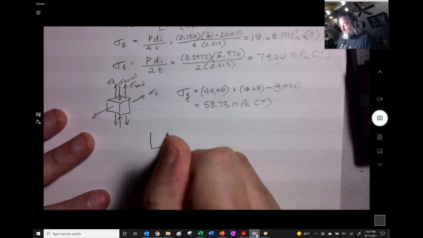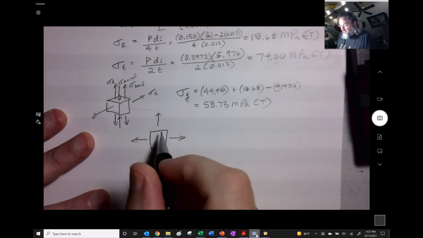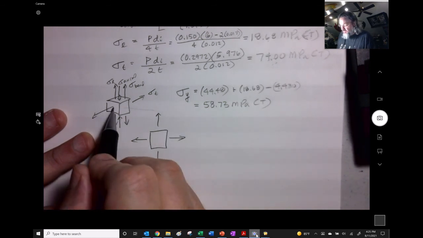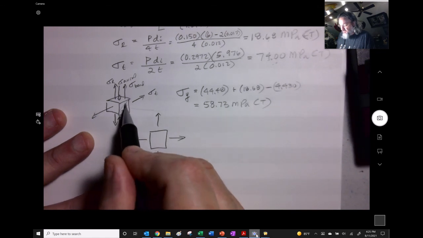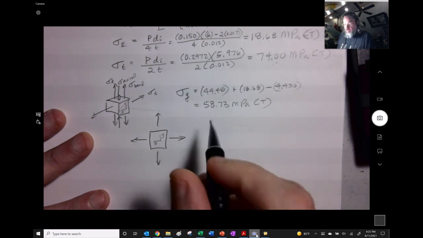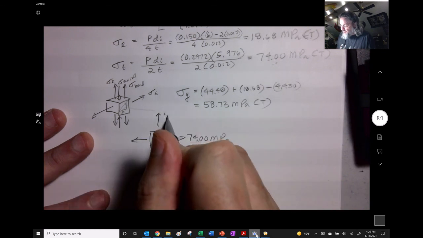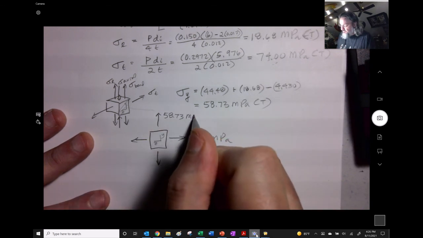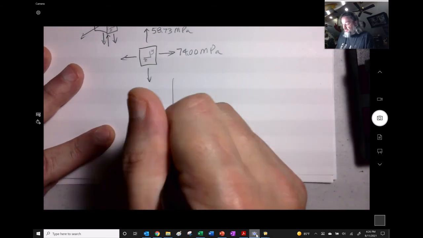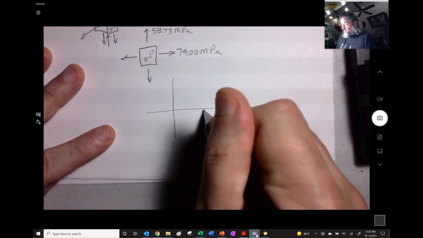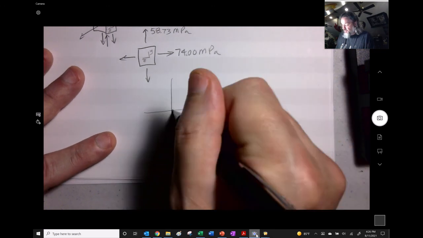So when looking at, let's say that this is, I don't know which way to call this right here, right? So we're going to be looking at this face, and this is the Z direction, that's the Y. So that's the Z, and that's the Y. And so this is 74, and this is 58.73. Now, the thing is, on a Mohr circle, how would we plot this out? It's going to be this point and that point, right? There's no shear going on. So right here is how we plot it out.